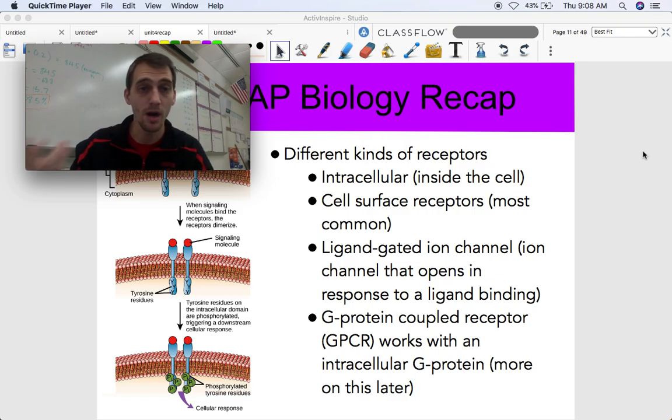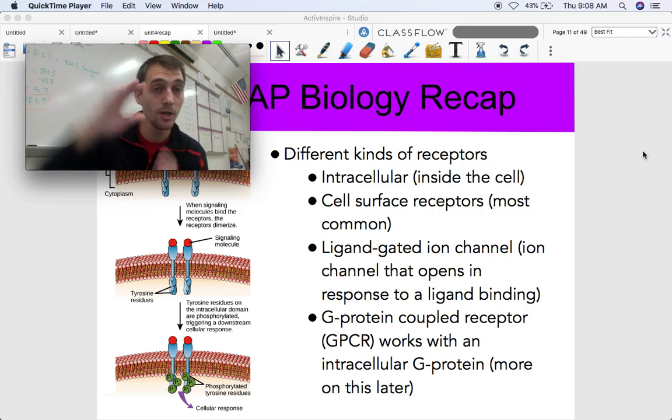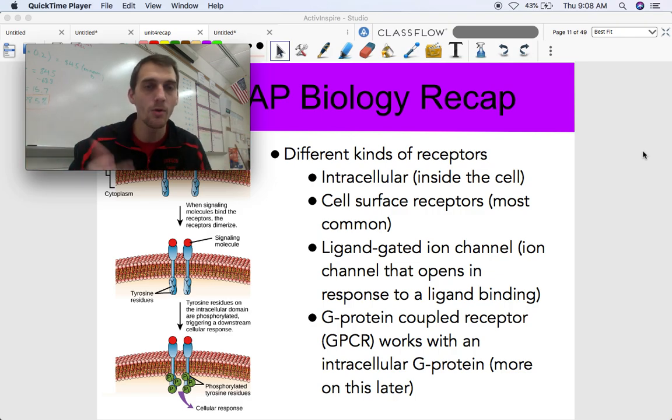There's different kinds of receptors, all right, and I'm going to briefly go over these. An intracellular receptor is inside of the cell, and the way that a cell usually responds to an intracellular signal is through gene expression, which is all about Unit 6. Cell surface receptors, which are the most common. Ligand-gated ion channels. Ooh, this is a fun one. Ion channels are membrane proteins that allow ions in and out. Think back to Unit 2. And if it's ligand-gated, that means the ligand is kind of like a key. A ligand binds to that ion channel and opens it up. It's like a key opening a door. It's amazing.